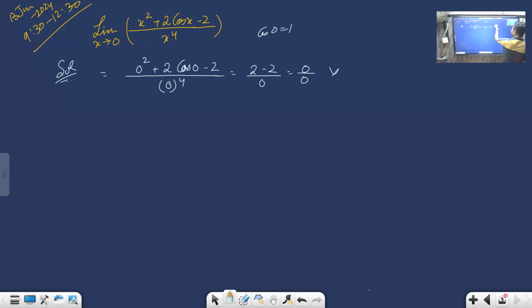Not allowed. Indeterminate forms, so L'Hospital rule. What do we do? Limit x tends to 0. Let's differentiate the numerator. X square gives 2x, and 2 cos x gives 2 sin x, but with a negative sign.